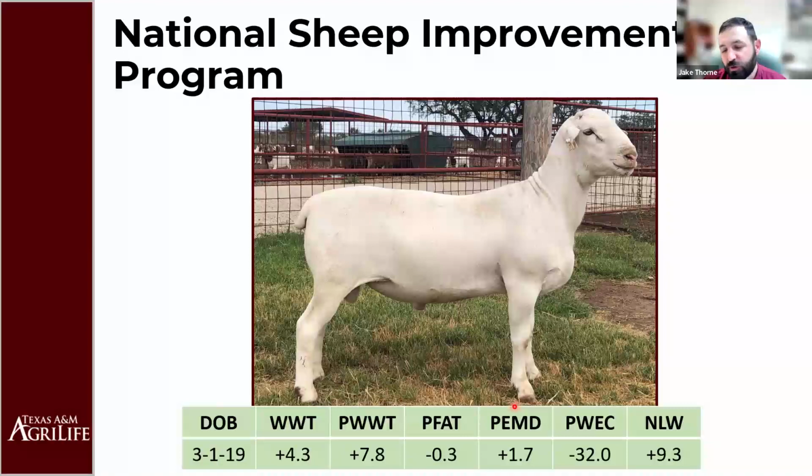Post-weaning worm egg count, we would like that to be lower. What that number represents is a percentage. This animal here has the genetics to be 32% lower for fecal egg count compared to what was originally that standard or breed average for the Dorper breed. And then number of lambs weaned, again, that's a percentage. This animal has the genetics to, or at least his daughters would be expected to, wean 9.3% more lambs than that baseline years ago.